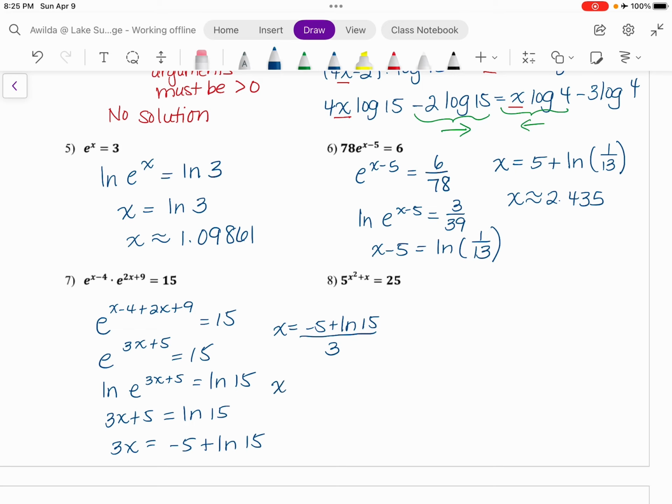as our exact answer. Again, we can approximate using our scientific calculator. I have mine again here on the side. And so we have natural logarithm of 15 and then minus 5 and then divide by 3. I'm getting approximately negative 0.764.